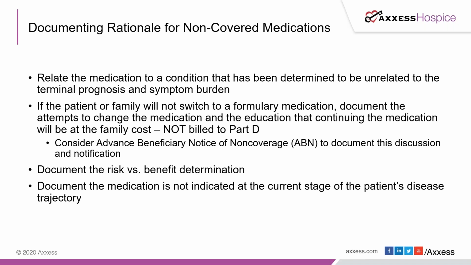So this is where part of the problem is: the families somehow still get it covered under Part D when it should be covered by them. To protect yourself and to make sure that you have it in writing, consider using the ABN to document the discussion and notification. Remember that the ABN needs to be given prior to the medication or treatment or ambulance ride or ER trip happening, and not after, because if it's given after, the hospice could still be potentially responsible for the payment. And document that the medication is not indicated at the current stage of the patient's disease trajectory.